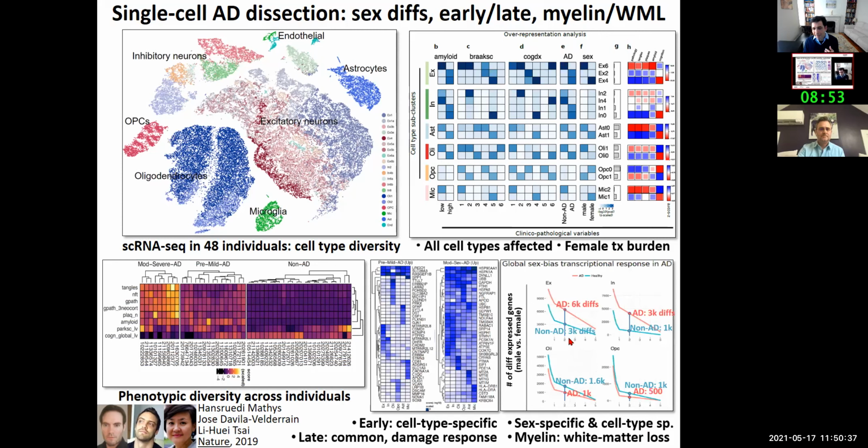And we found dramatic differences between men and women, with 3,000 genes differentially expressed between men and women prior to Alzheimer's, but 6,000 genes differentially expressed after Alzheimer's, suggesting that there are dramatic sex-specific differences that we have to take into account as we develop therapeutic approaches against these disorders. We specifically found that men upregulated their myelination pathways in oligodendrocytes when women did not, leading us to the hypothesis that there would be more white matter loss in women.